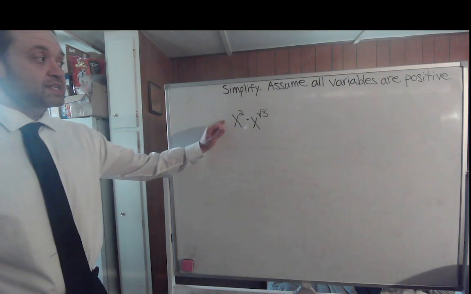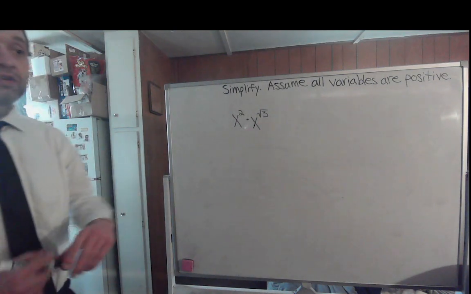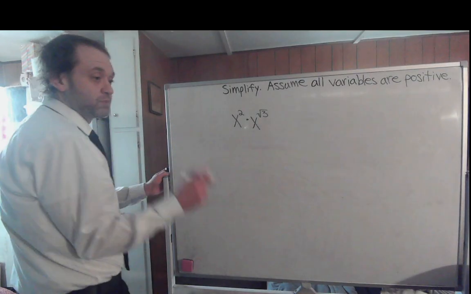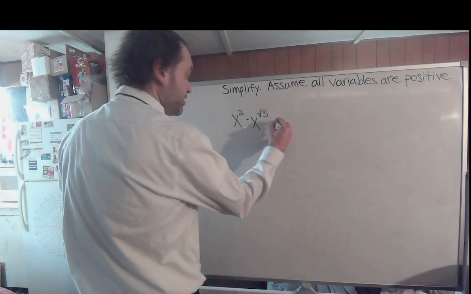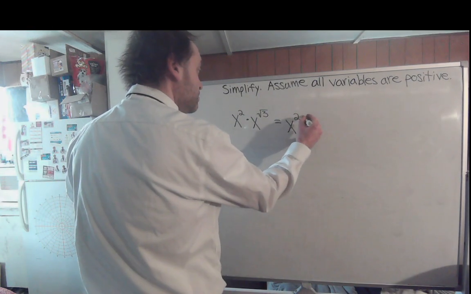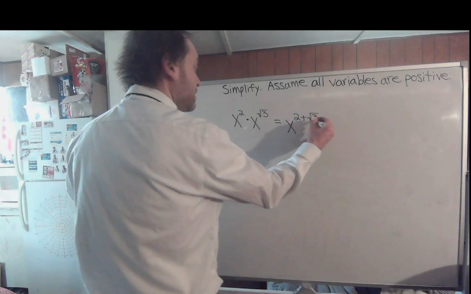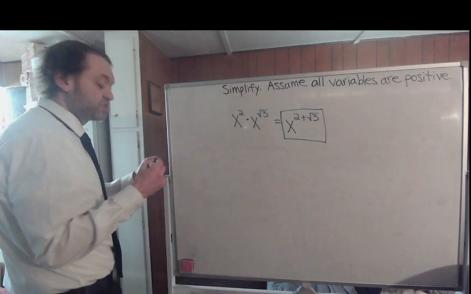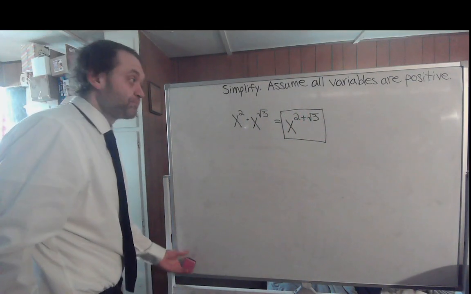So you have x to the second times x to the square root of 3 power. Well, when you're multiplying the same base with different exponents, remember, you just add the exponents. So all you're going to get is x to the 2 plus square root of 3. And that's as far as we could go. You'll get x to the 2 plus square root of 3 power.